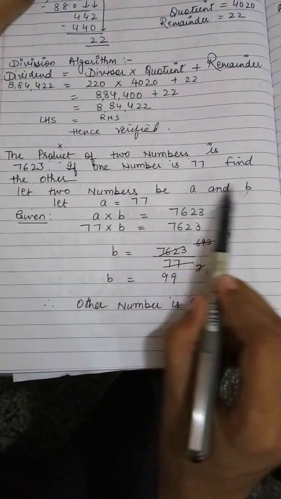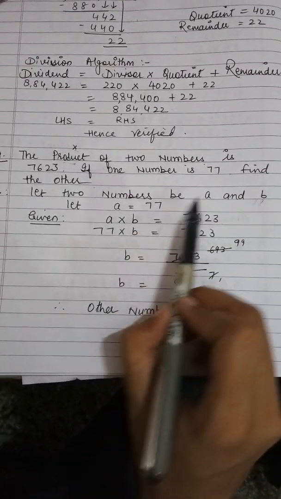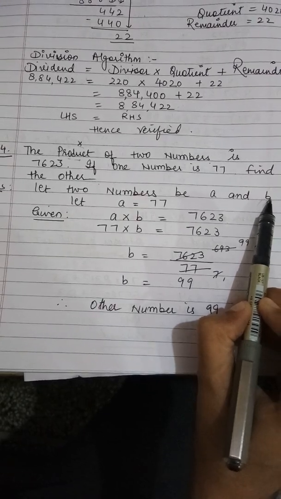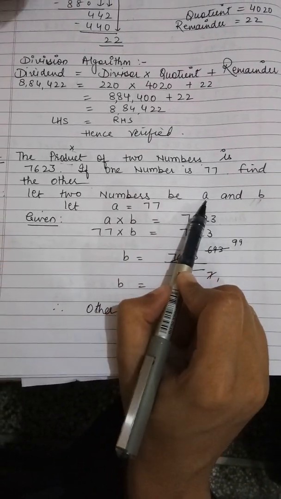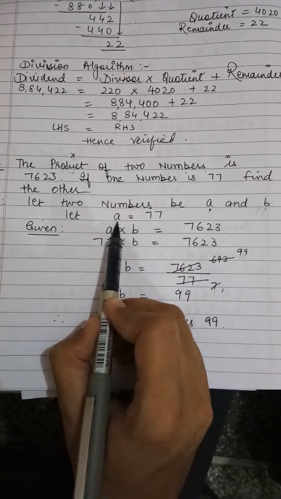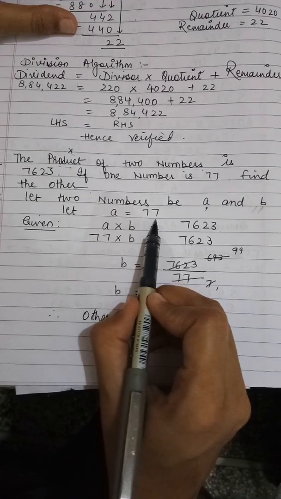Let the two numbers be A and B. Fine, because we don't know what the two numbers are, and among these two numbers A and B we have been given the value of one number, which is A. For example, they have given the value of A. You can write B also. Okay, so A is equal to 77.